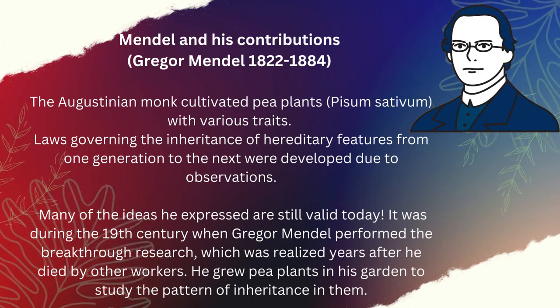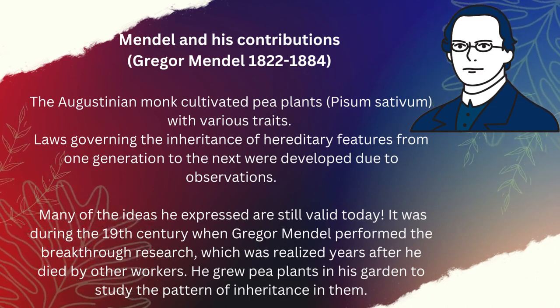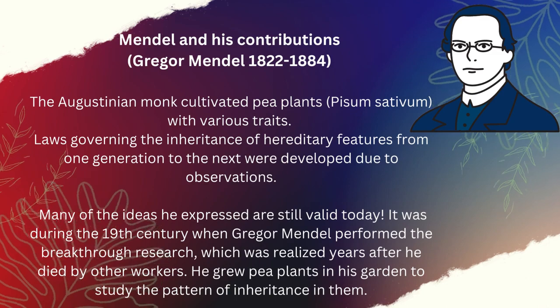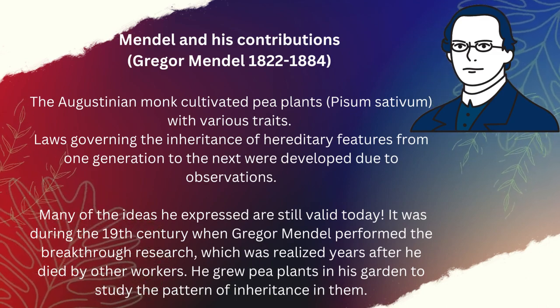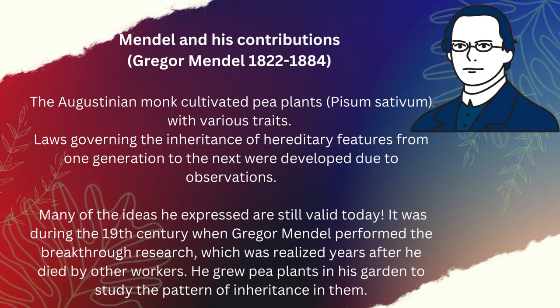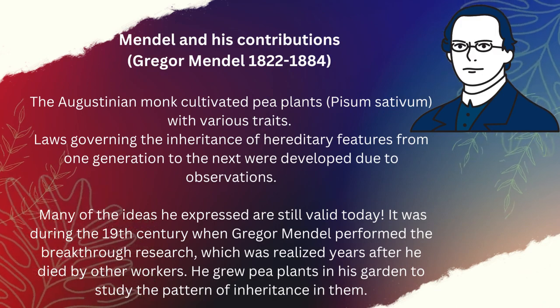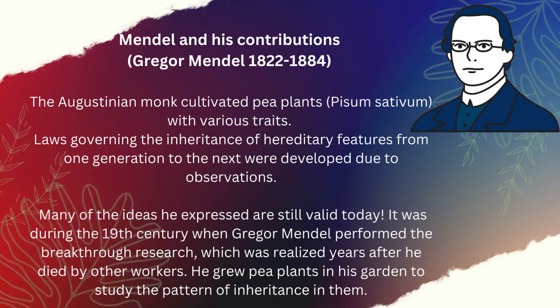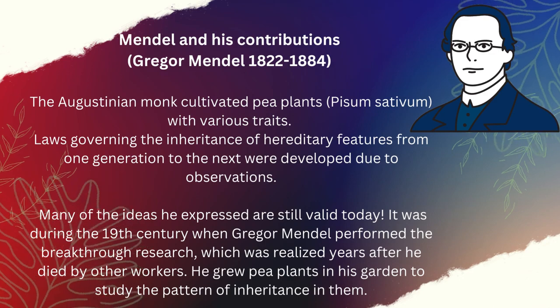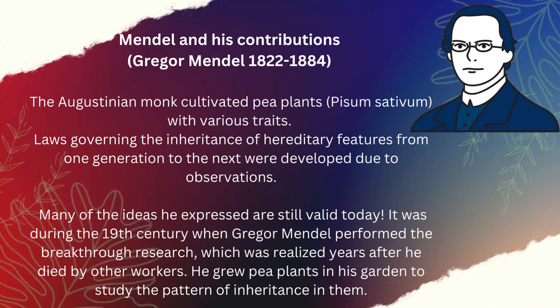Let's now talk about Mendel and his contributions. Mendel cultivated pea plants, Pisum sativum, with various traits together. The laws governing the inheritance of heredity features from one generation to the next were developed as a result of his observations, and many of the ideas he expressed are still valid today.